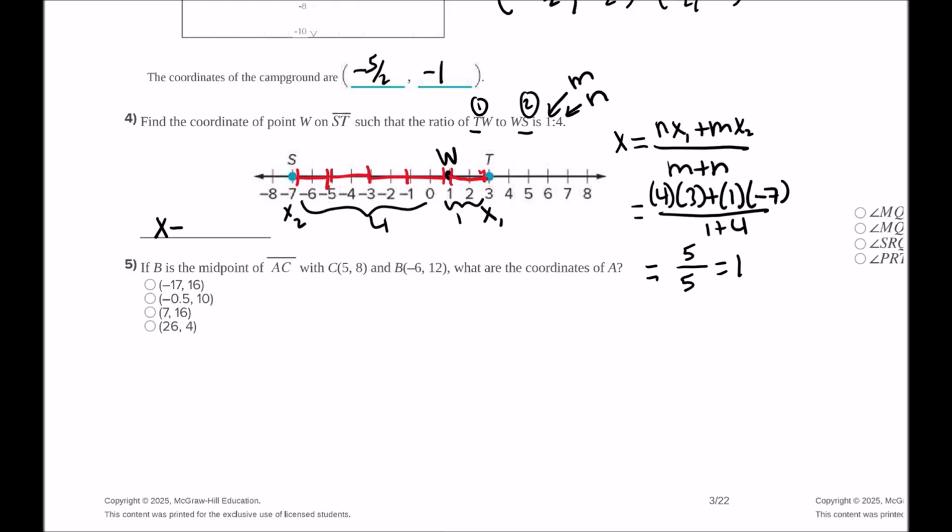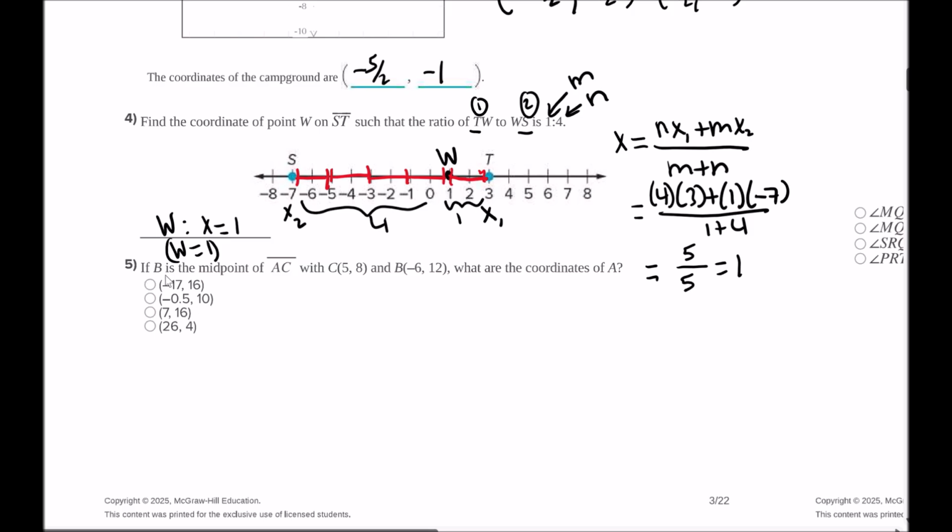Or the coordinate for W, I'm just going to write the coordinates of W are x equals 1. Or you could say W equals 1. You can also say W equals 1, either one.